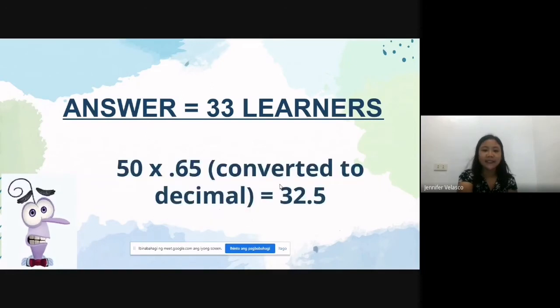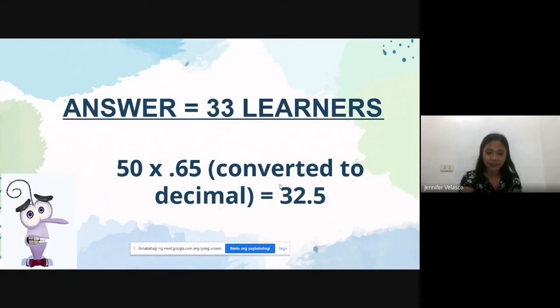What we do is just convert the percentage into a decimal, so that's 0.65. So 50 learners times 0.65 equals 32.5. There is no half learner, okay? So we round it off, but there are 33 learners. Why is it important for me to know this factual thing? Well, if I have 50 learners and most of you are considered visual, showing you a little bit of PowerPoint presentation will make you more engaged.